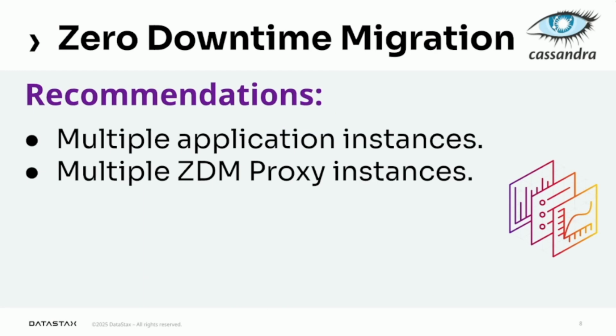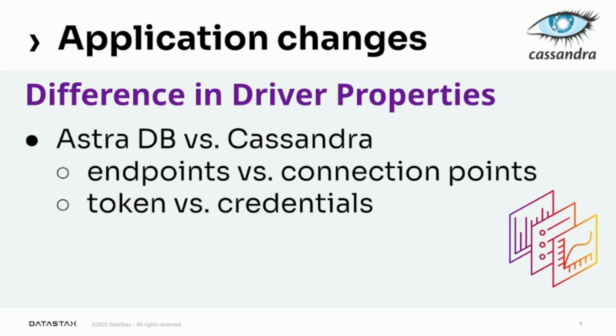It is recommended that you have multiple application instances. That way you can take one down, update it, and bring it back up, and you can do this to your application instances one at a time. That way, your users experience a minimum, if any, interruption. Likewise, it's also recommended to have multiple ZDM proxy instances, or as many as it takes to handle your application traffic.